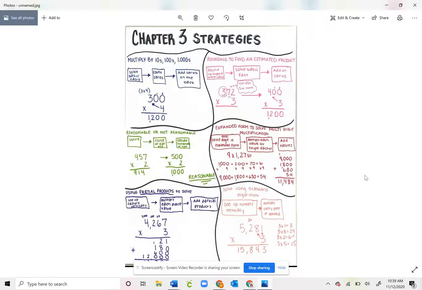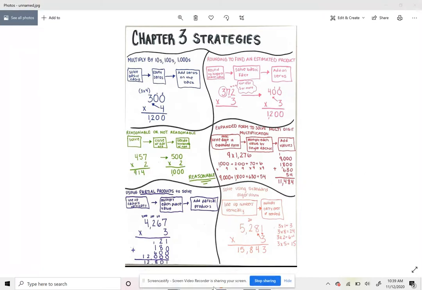Okay, guys, so we are going to be having our chapter 3 test when you guys come back next week. We're going to review in class, don't worry, but I also want you to use today to review the strategies that we've learned all throughout chapter 3. So, if we look at this, I created a quick chart for us to glance at. That's all the strategies that we've learned, okay?